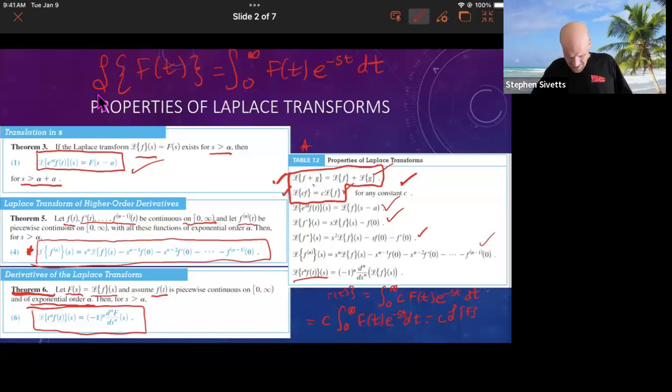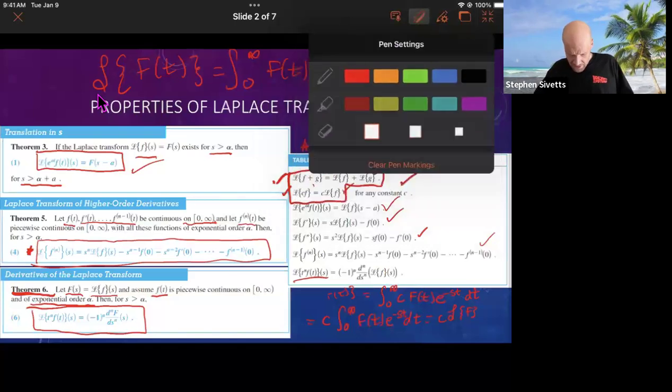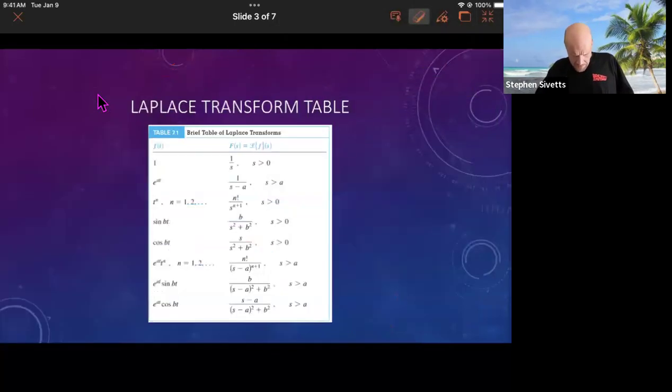Most importantly is the table. It's a good idea to keep this in hand. It will be useful.